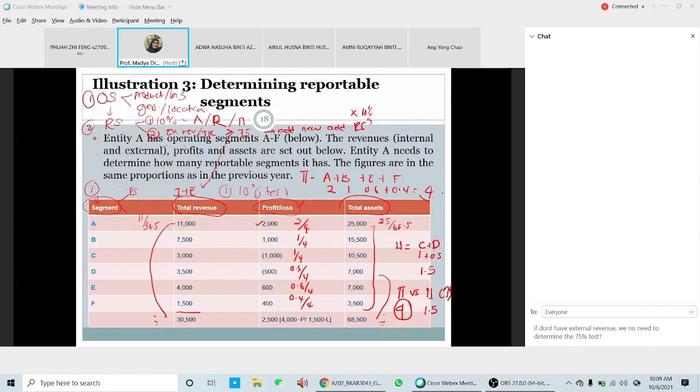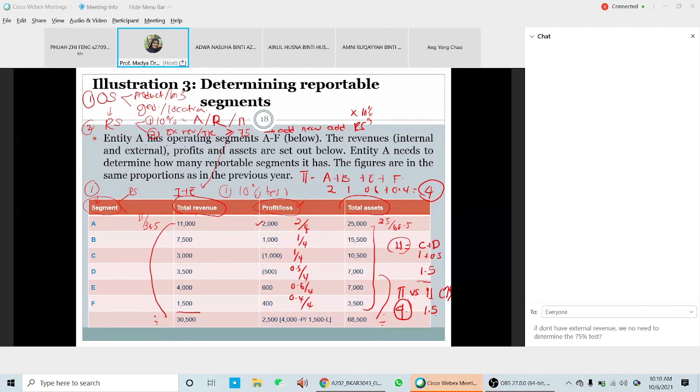Okay, the second one, you need to determine the segments that have a loss. The segments that have a loss here are C and D. The total loss here is 1.5. Then you compare between profit and loss. Profit here is 4, loss here is 1.5. And then you choose the higher between these two. The higher between these two here is 4. So all of this one needs to be divided by 4.